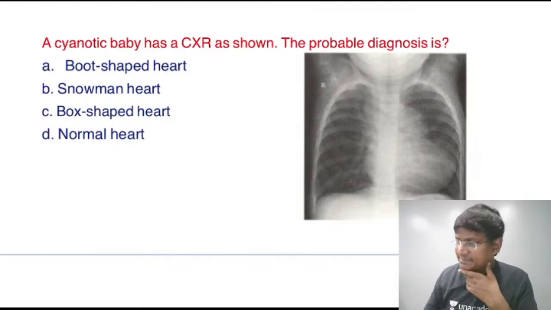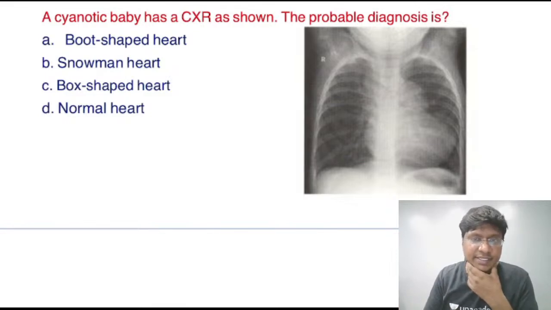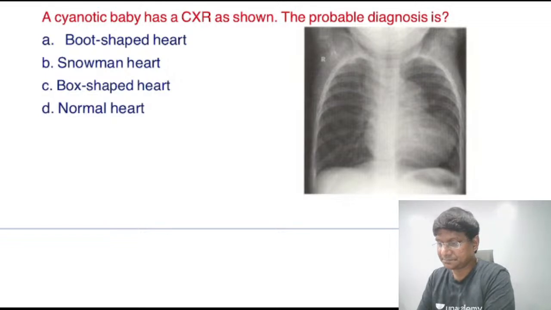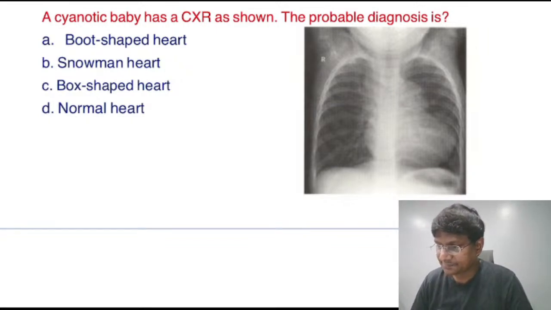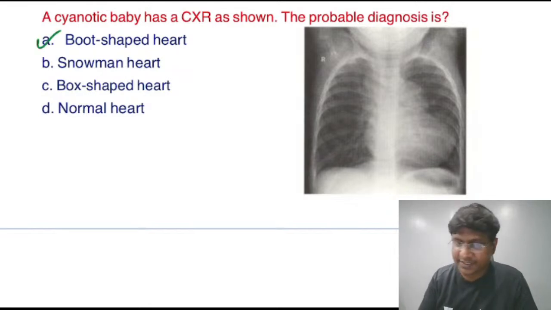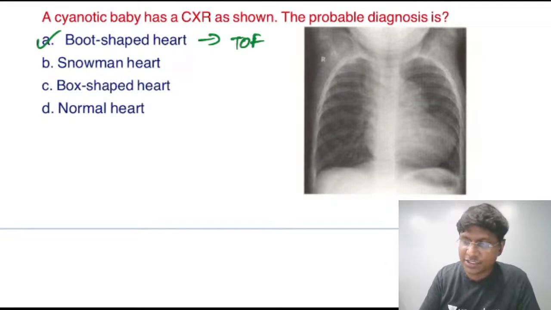Moving on to the next one, a cyanotic baby. Very simple and easy question, but these are all PYQs, right? I'm not framing any new questions. A cyanotic baby has a chest X-ray as shown. Now, the probable diagnosis in this patient is... no, you're not having a box-shaped heart. What you are having is the boot-shaped heart, which is classically suggestive of tetralogy of Fallot.